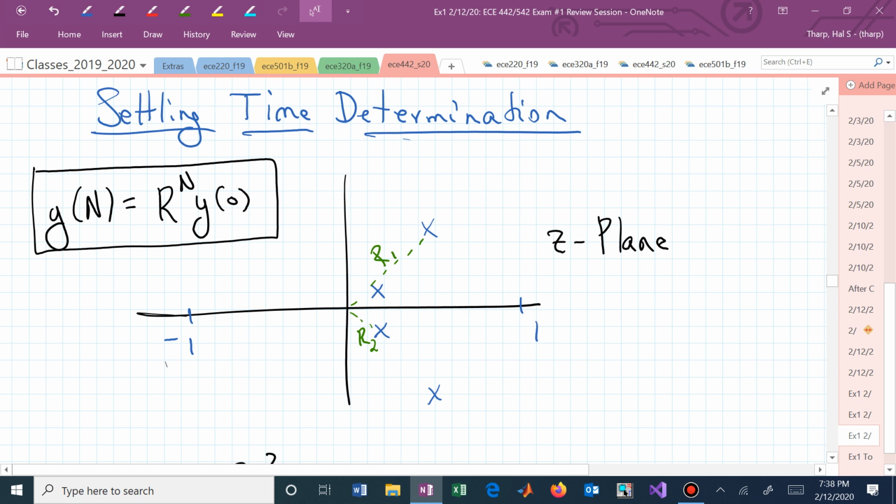In the z-plane, where are my dominant poles? I have this pair and I have this pair. I want to know yellow or blue. I hope those aren't very clear, but which one dominates, yellow or blue? I want to see hands if you think it's yellow.